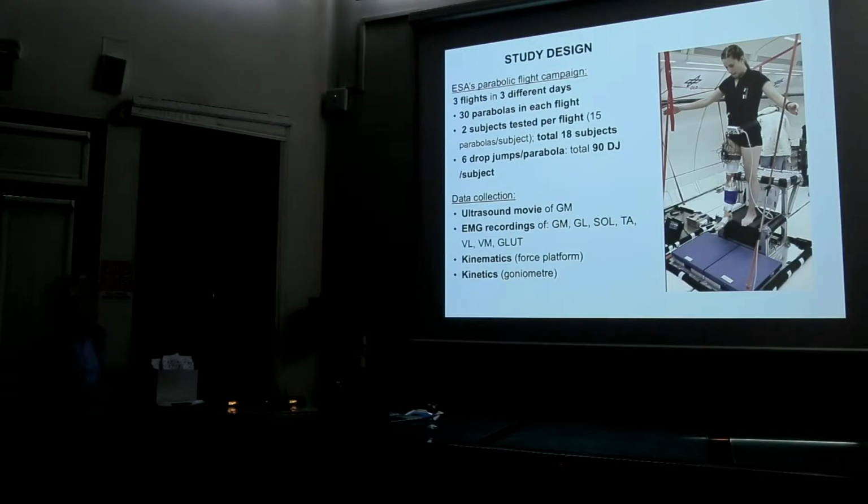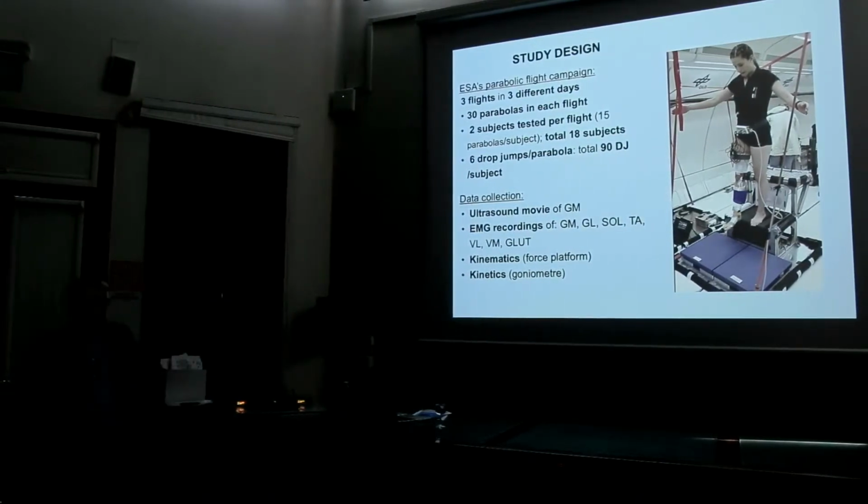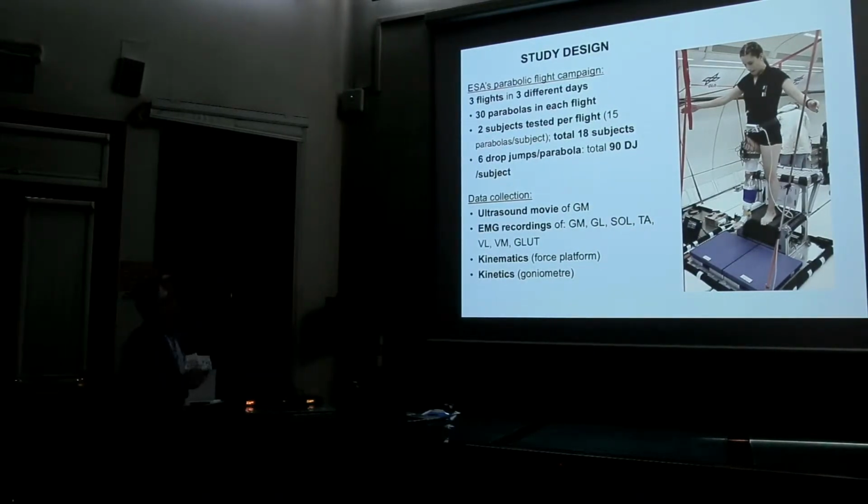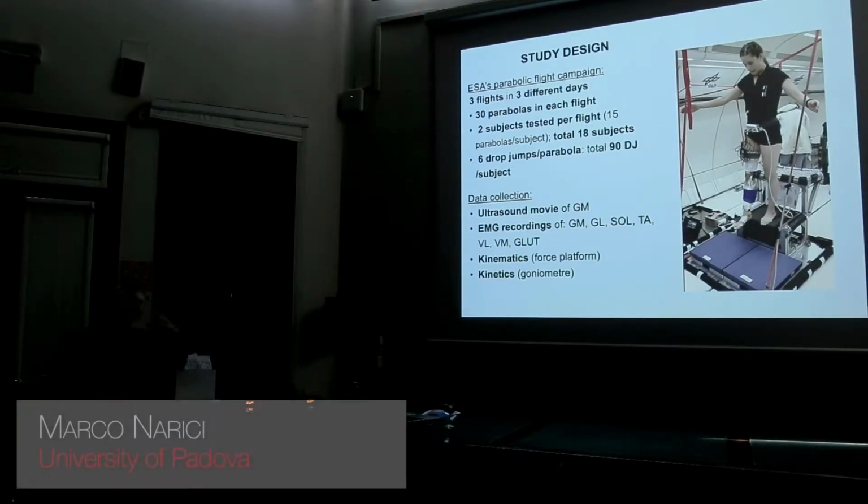So we had, as I said, three parabolic flight campaigns on three different days, and in each flight the plane does 30 to 33 parabolas. So you have many chances of performing your experiment. We had two subjects per flight, and each subject performed 15 parabolas per flight. We had a total of 18 subjects, and during a typical parabola, the subject does six jumps at different levels of gravity. So for a total of 90 drop jumps per flight.